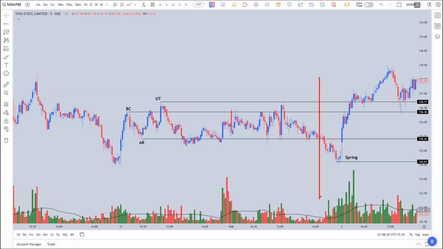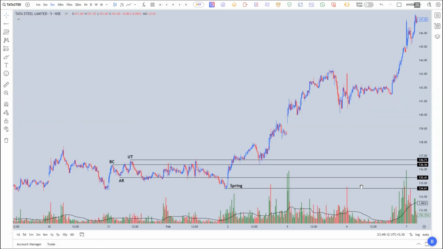Now phase C got completed. Phase B got completed right here. Now see, volume got reduced. As market is giving you that breakout, volume started increasing right here. And look at the move.